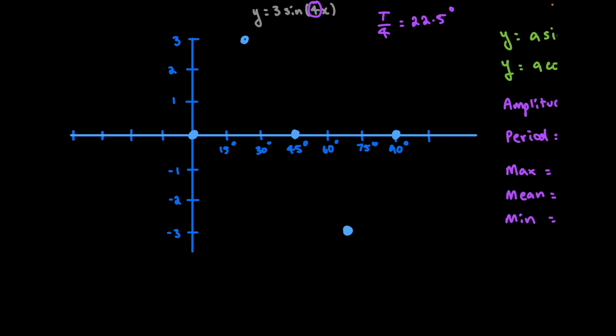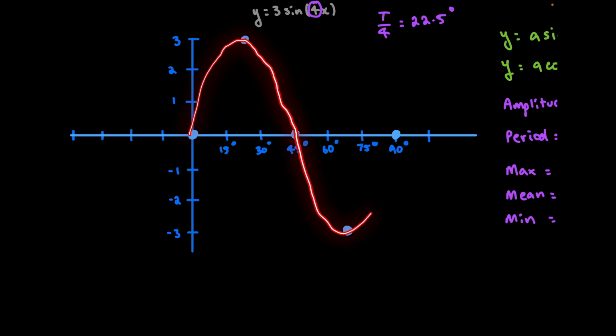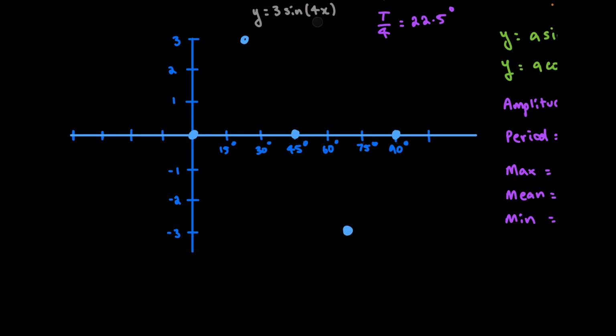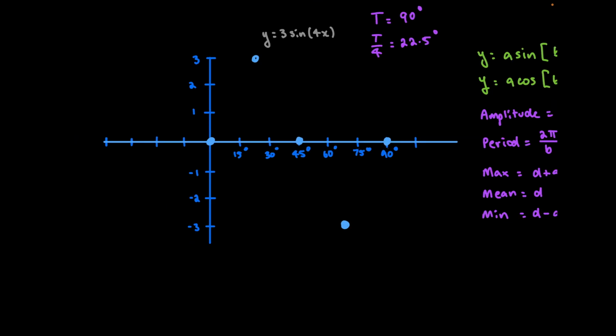Okay, so now we have the following points, and we can just connect them up to make it look a little bit more visually aesthetic, something like this. And that would be how you draw the graph of y equals 3 sine 4x. So let me actually just connect the points so we can have it properly.